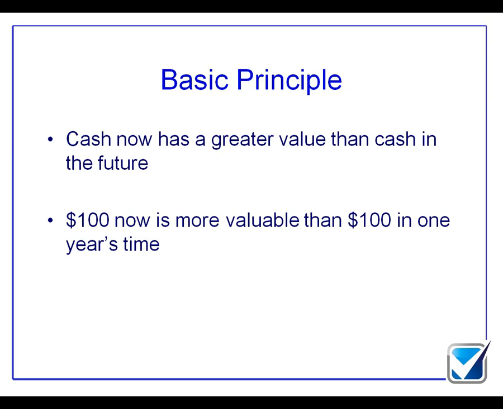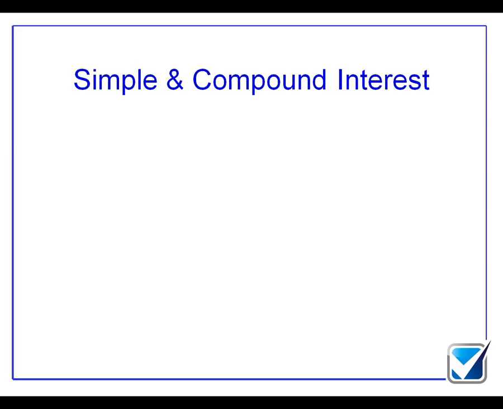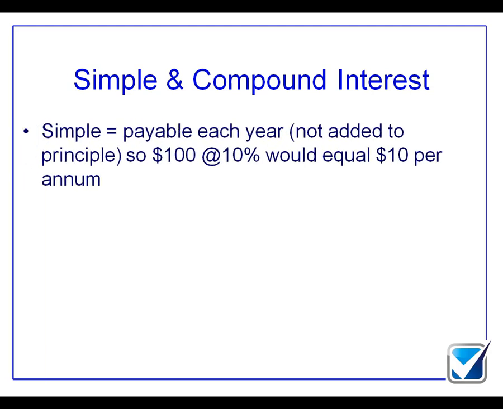Now, to start with, I need to talk to you about simple and compound interest. And we'll look at this and then we're going to pull it right back in to try to determine exactly how much a future cash flow is going to be worth. Now, you can have simple interest. Simple interest is when interest is paid every single year. And what that now means is if we had $100 on deposit and we had an interest rate of 10%, that now means that we would get $10 per annum every single year.